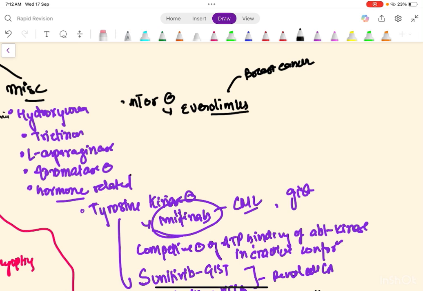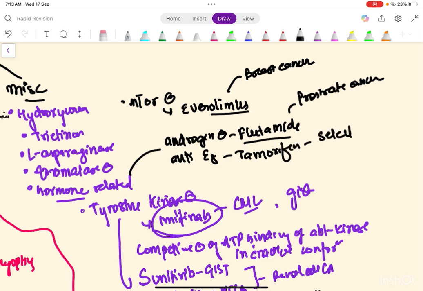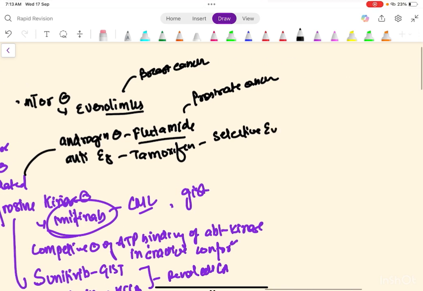Then in androgen inhibitors, there is something called flutamide. Now this is used for the treatment of prostate cancer. Then in anti-estrogens you have tamoxifen, which is nothing but a selective estrogen receptor modulator.